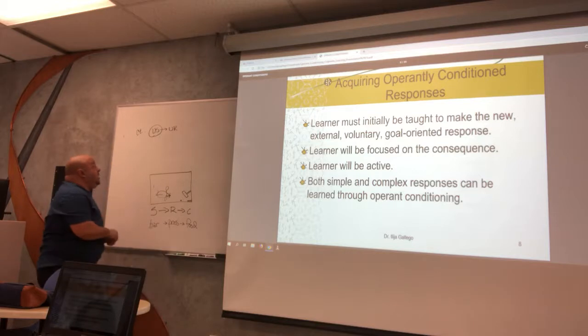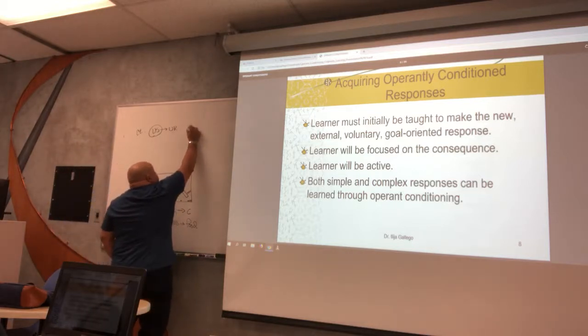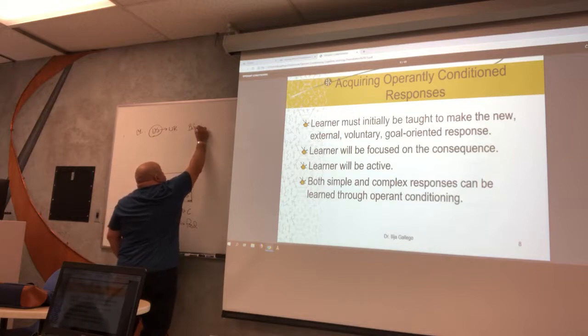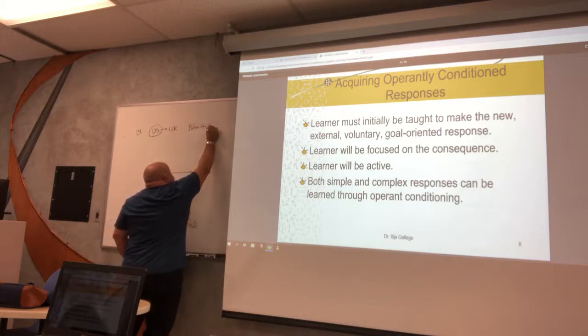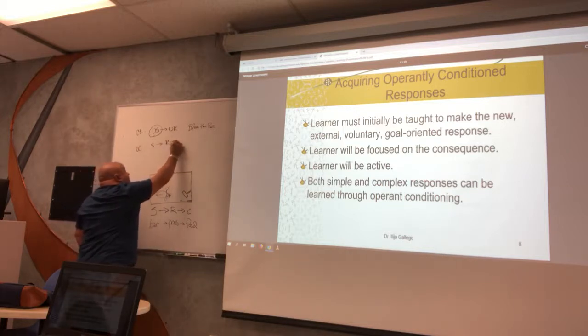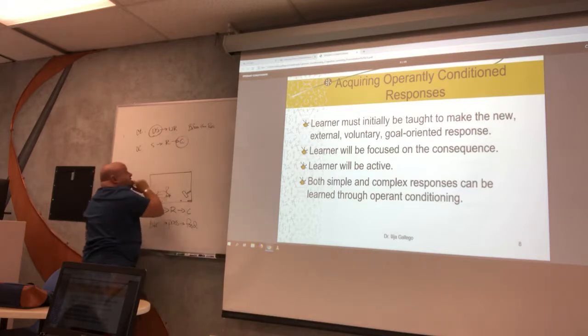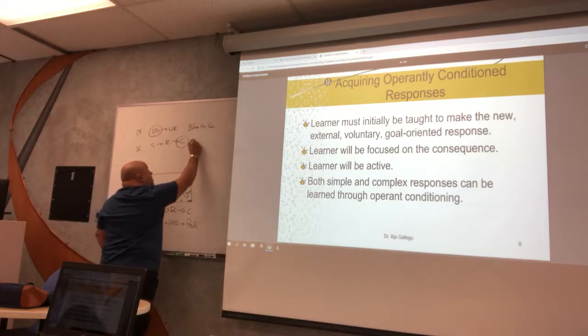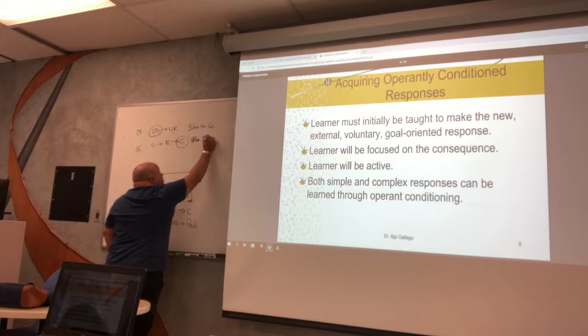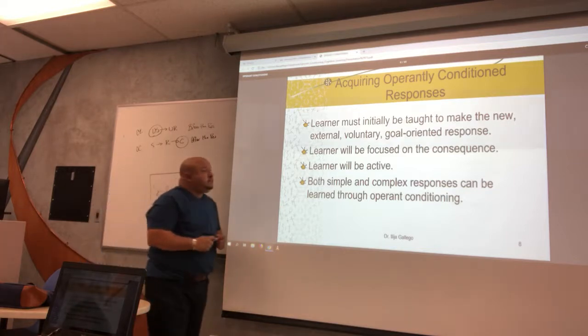Okay? So the learner, notice, is focused on something that comes before the response. Now, in operant conditioning, you have stimulus to response to consequence, and the learner is focused on this consequence. So now they are focused on something that comes after the response. Okay, remember that, it's on a quiz or test.